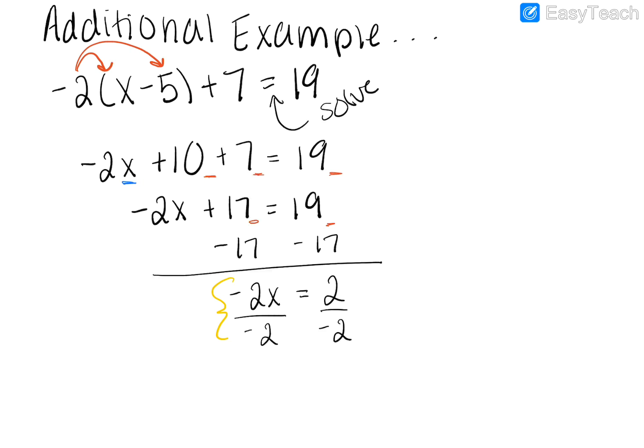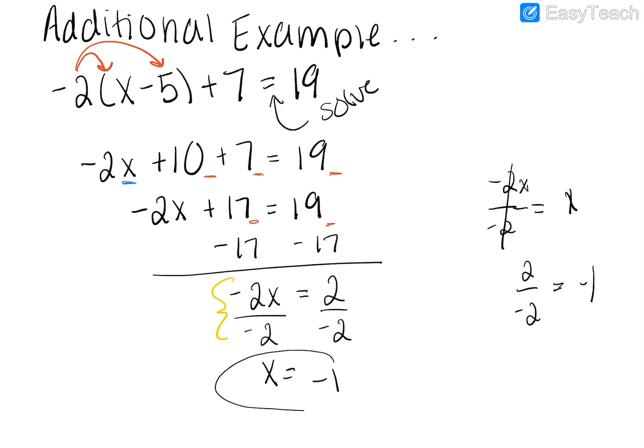And we're going to end up with just an x on this side because negative 2 divided by negative 2 equals 1. If we have a negative 2x, they cancel out, and this becomes an x. 2 divided by negative 2 is negative 1. You can put that in your calculator if you want to check it. So x equals negative 1. I think it's always a great idea to check our work.